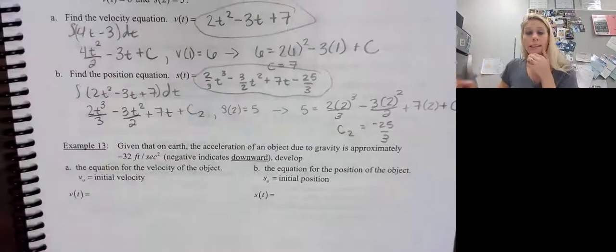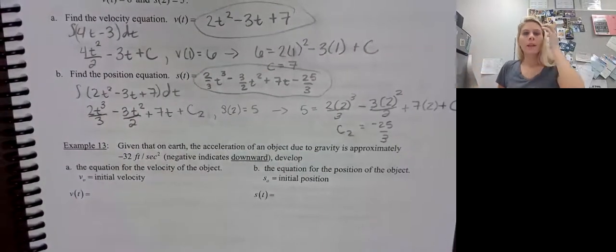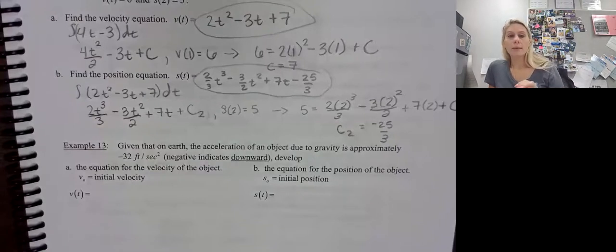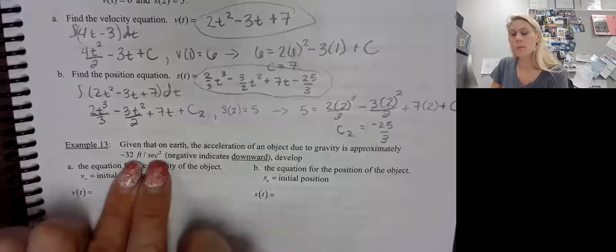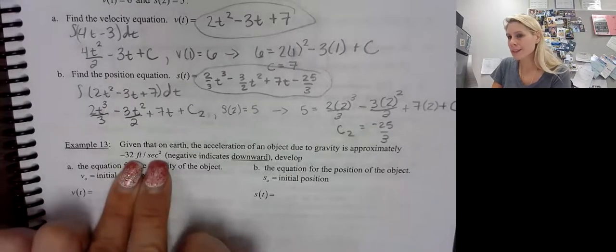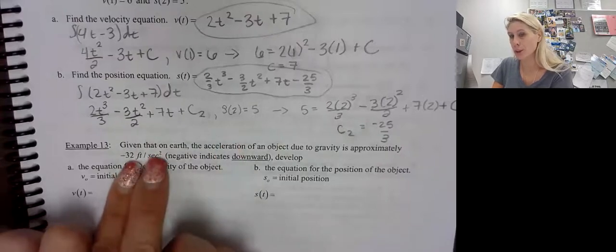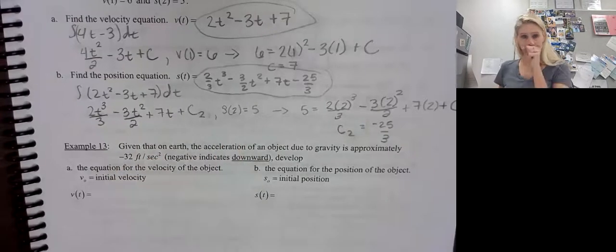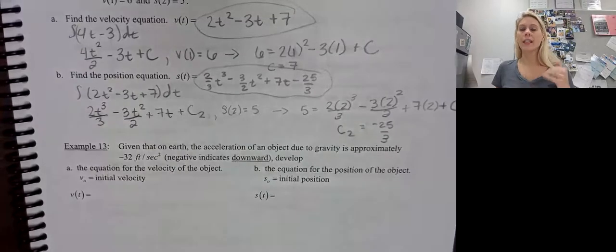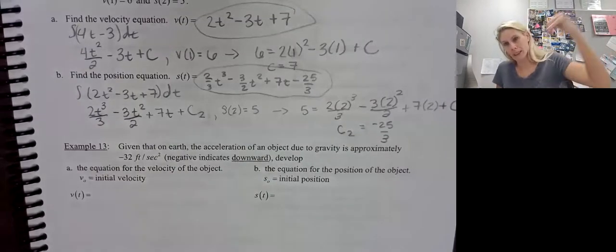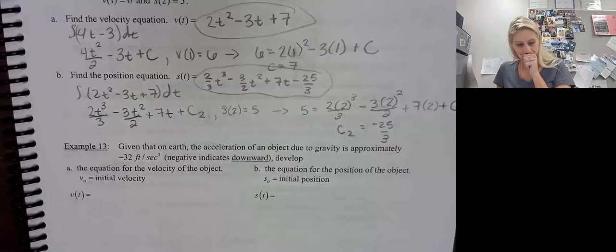Number 13, this is our last one. Given that on Earth, the acceleration of an object due to gravity is approximately negative 32 feet per second squared. Now, I want to tell you the unit being feet per second squared tells you it's acceleration. We did not need to have that vocabulary there because you should know by the units. Of course, negative indicates downward, and that makes sense because gravity brings it down.